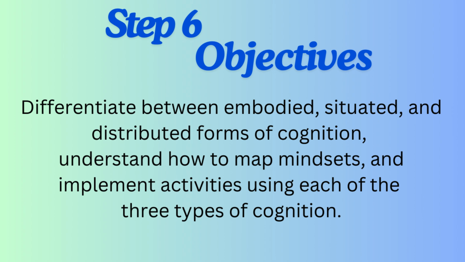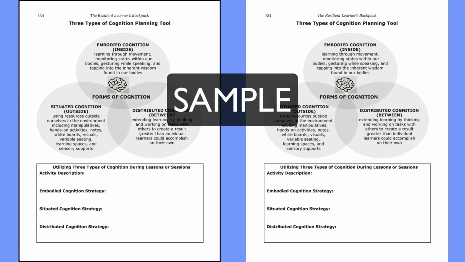Step 6 Objectives. Differentiate between embodied, situated, and distributed forms of cognition. Understand how to map mindsets and implement activities using each of the 3 types of cognition. So this first tool is basically putting those 3 types of cognition on paper. It's situated cognition, we're putting it on paper, and you're going to actually go through and say, in my day, in my lesson plans, how much embodied cognition do I use, how much situated, and how much distributed cognition do I use?